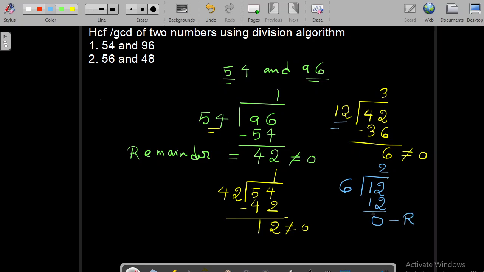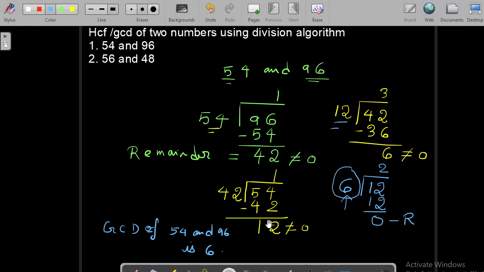Since we have arrived at an iteration where the remainder is 0, the divisor of that division is the GCD of the two numbers. So the GCD of 54 and 96 is 6. This is how we find out the GCD of 54 and 96.